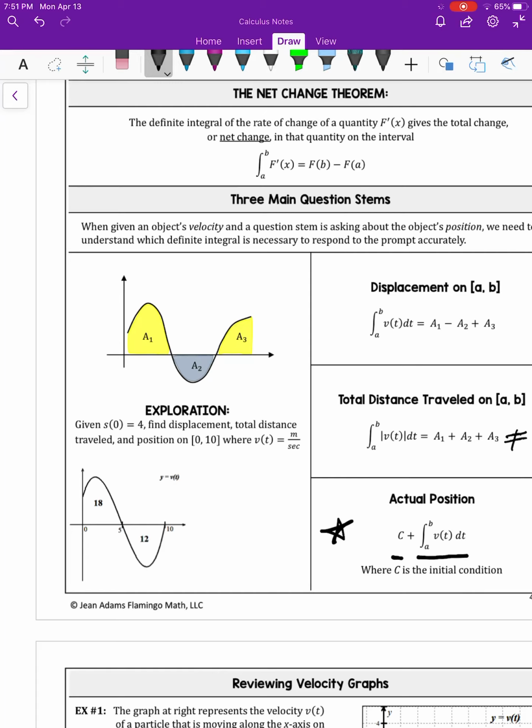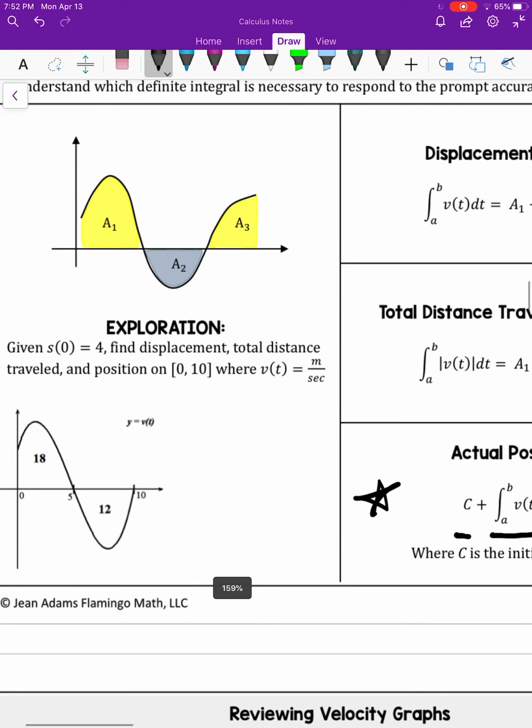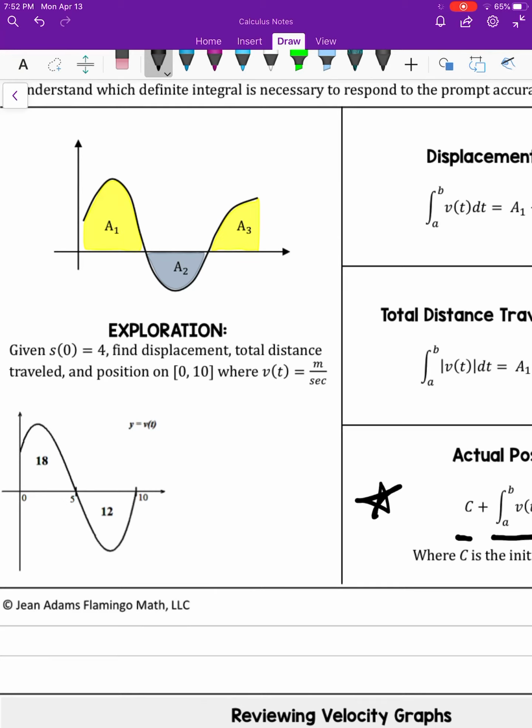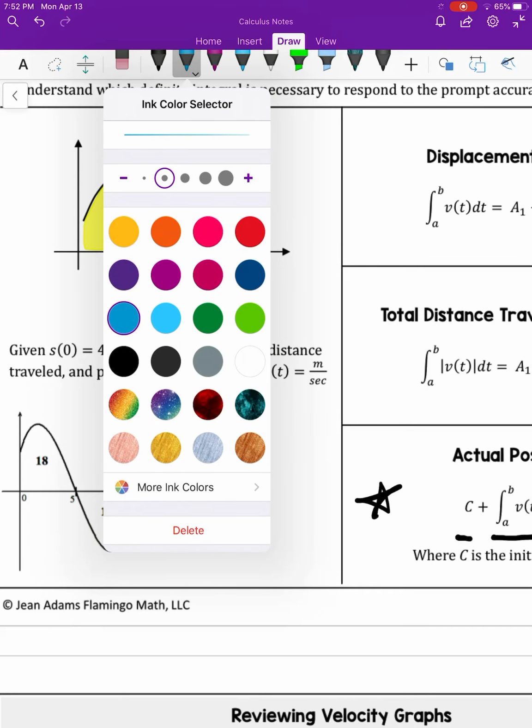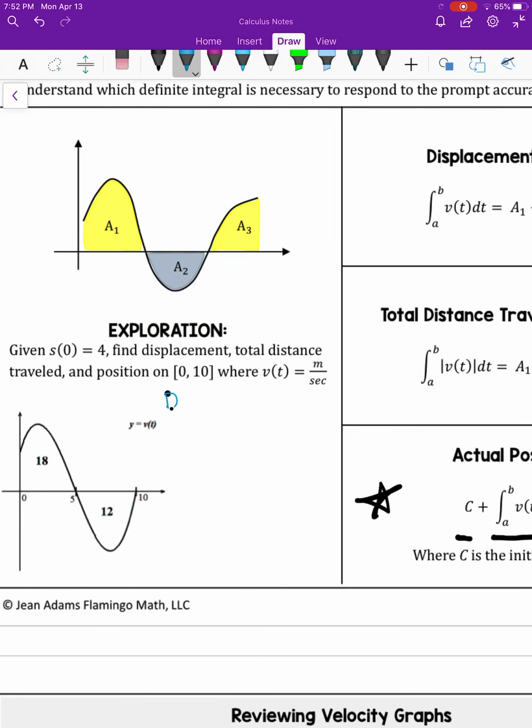So we're going to start by doing a little exploration here. It says, given that S of 0 is 4, so that's the initial condition, find the displacement, total distance traveled, and position on 0, 10, where V of t is in meters per second. And this is your graph of V of t.